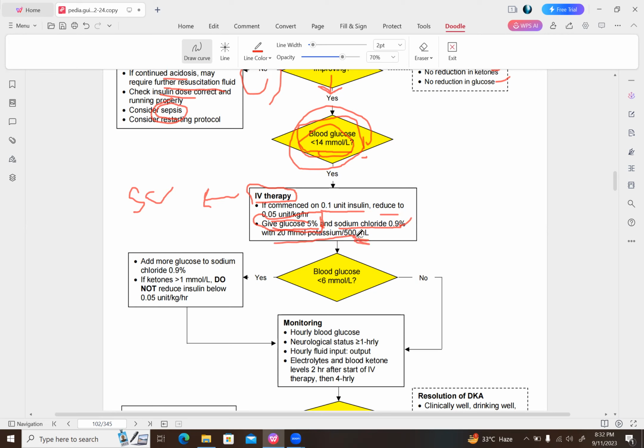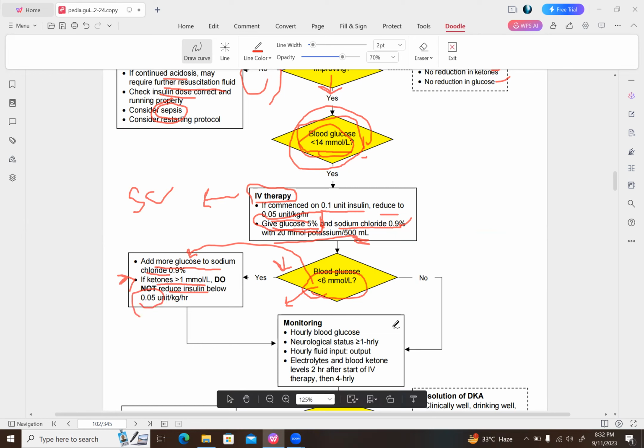All right. Now see the blood glucose. Now it has fallen below 6. If below 6, it means glucose is decreasing. So common sense is, if glucose is decreasing, then add more glucose to the sodium chloride solution. And if ketones are still more than 1 millimole per liter, do not stop. You see the glucose and you give the glucose. You see the ketones and you manage this insulin. If ketones are still high, do not reduce the insulin below this. Remember 0.05. Do not reduce this.